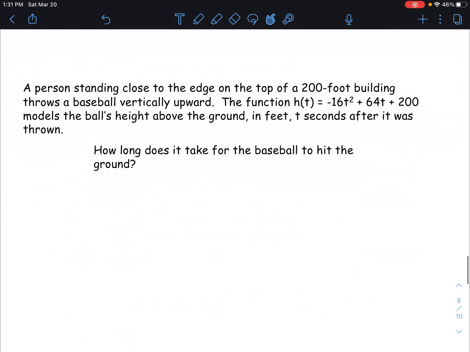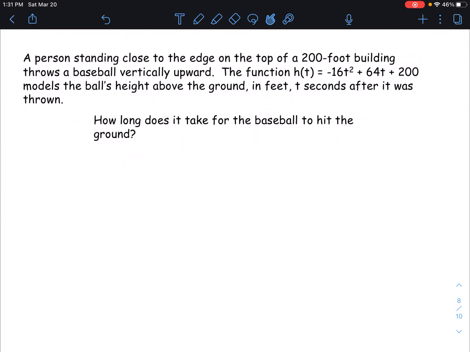Okay, so let's try a word problem with this. Remember, word problems sometimes work a little bit differently. All right, so a person standing close to the edge on the top of a 200-foot building throws a baseball vertically upward. And the function h of t, which would be height as a function of time, is equal to -16t squared plus 64t plus 200. And that models the ball's height above the ground in feet t seconds after it was thrown. How long does it take for the baseball to hit the ground?